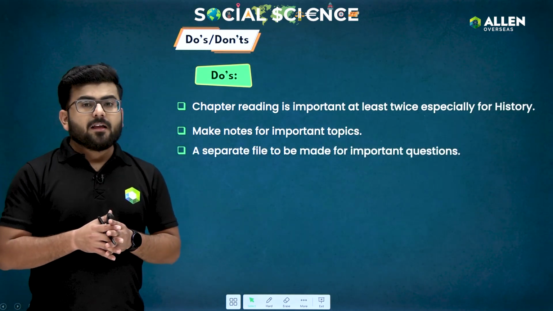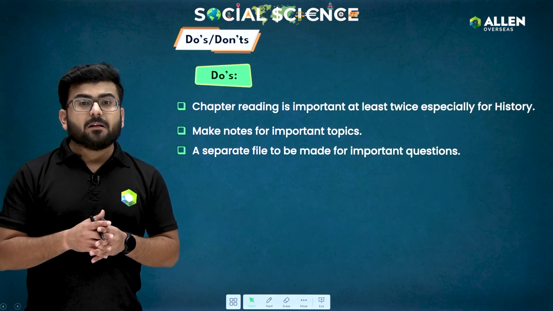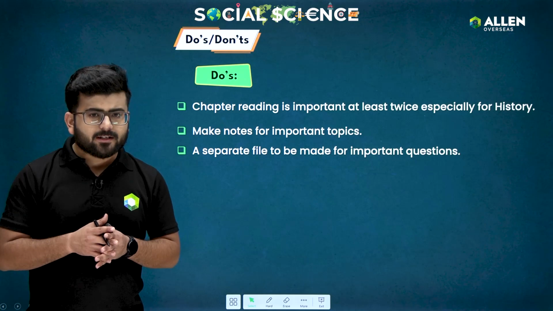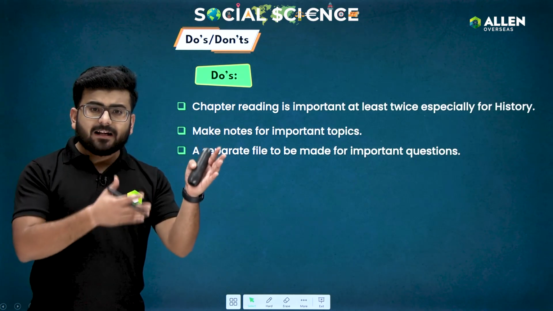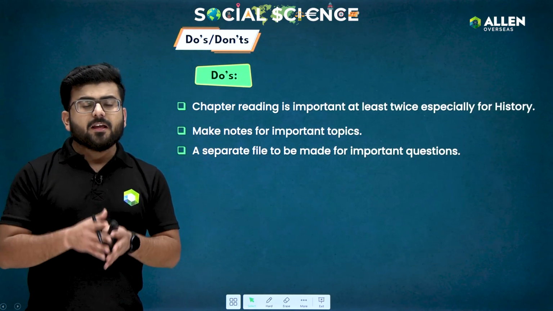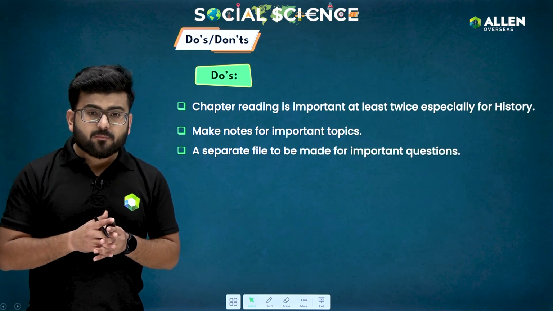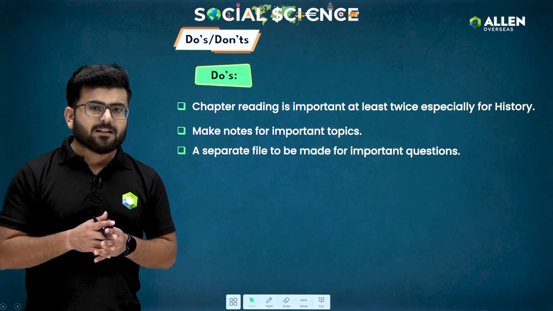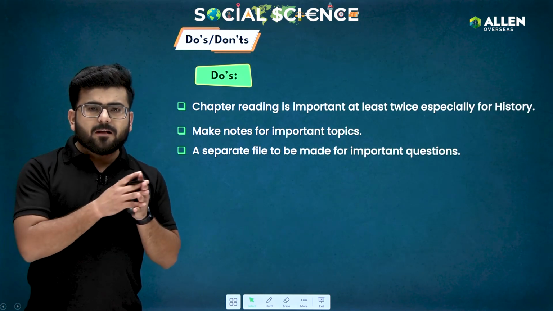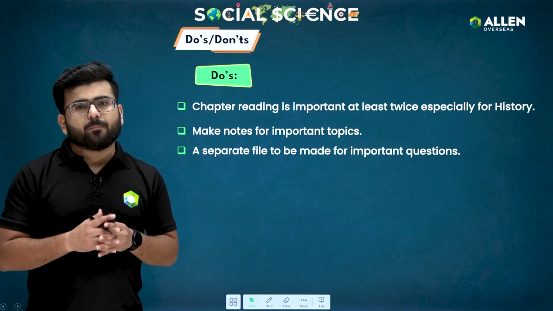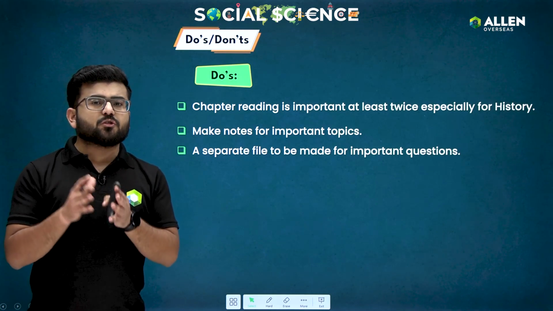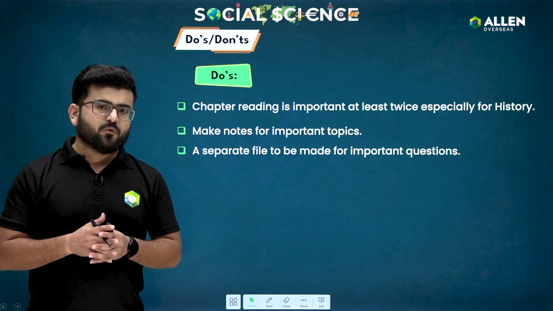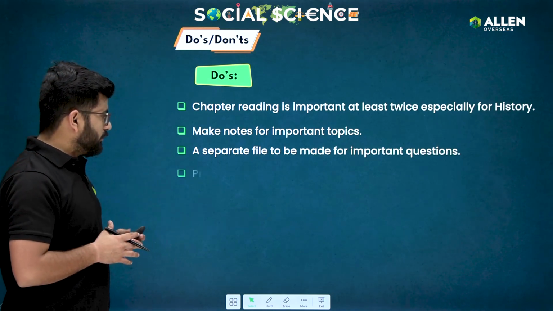Students, next, we have discussed many important questions in the revision classes. And students who have not attended revision classes must make a separate file of important questions. These important questions are very important for revision at the last time just before the examination. So while preparing, we can mark some important questions and keep all such questions in a separate file to revise just before the examination. That is also very important.